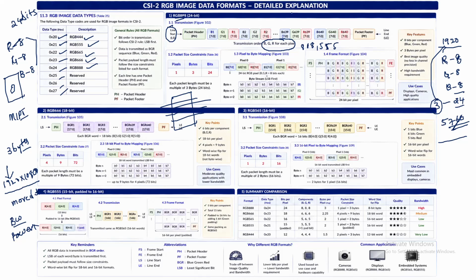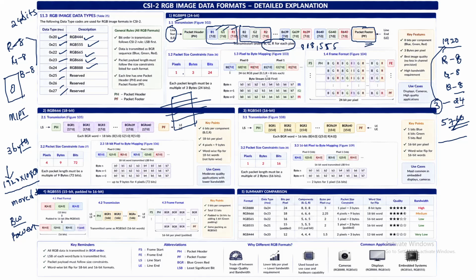So similarly, in this RGB model, B1, G1, R1 is considered as one packet or one line, and then B2, G2, R2 is considered as one line. So based on that, we are transmitting the data through the payload. Okay, then the packet footer tells you that all the lines are transmitted, which means your line will be ended.